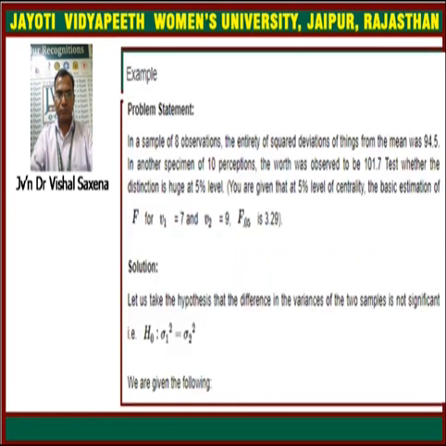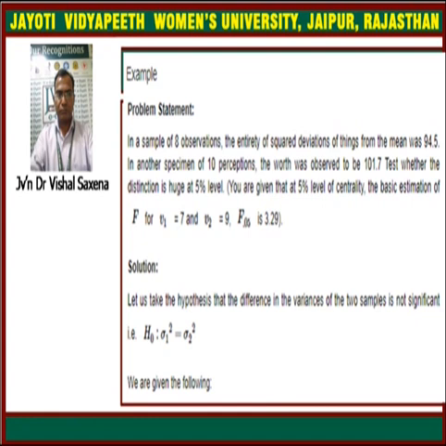Now we take an example. In a sample of 8 observations, the sum of squared deviations of items from the mean was 94.5. In another sample of 10 observations, the value was found to be 101.7. Test whether the difference is significant at 5% level. You are given that at 5% level of significance, the critical value of F for V1 equal to 7 and V2 equal to 9 is F 0.05 equal to 3.29.